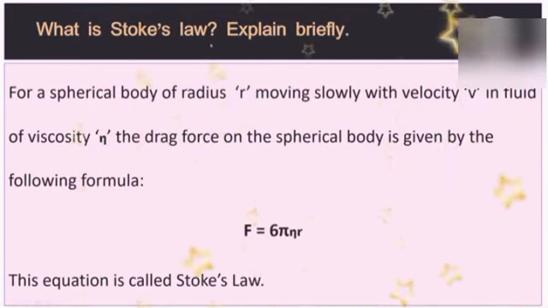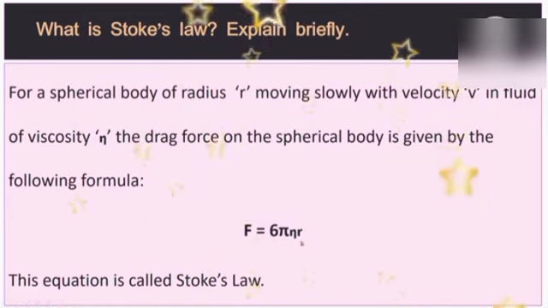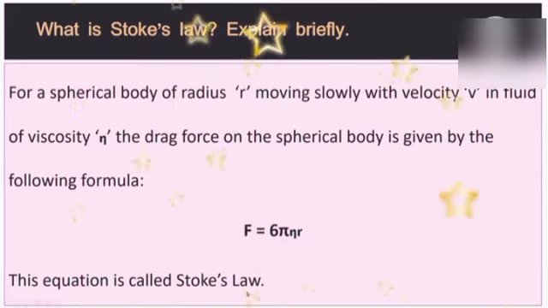What is Stokes' law? Explain briefly. For a spherical body of radius r moving slowly with velocity v in a fluid of viscosity η, the drag force on the spherical body is given by the following formula: F = 6πηrv. This equation is called Stokes' law.